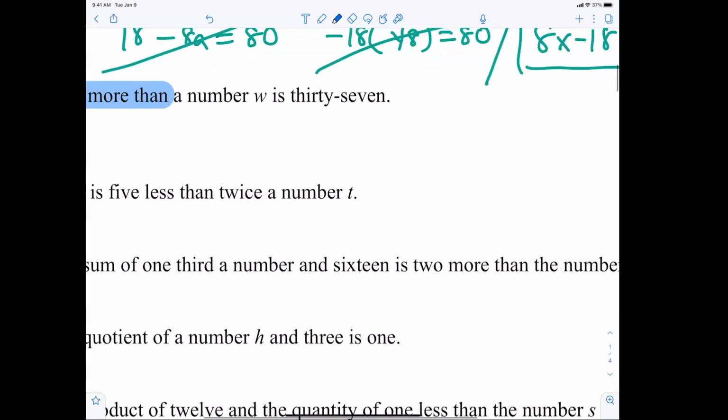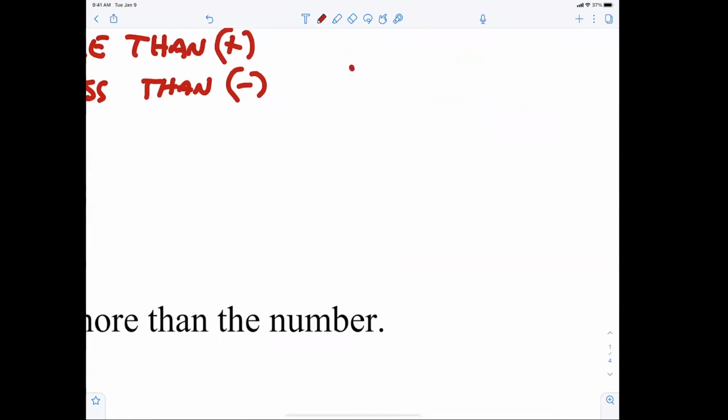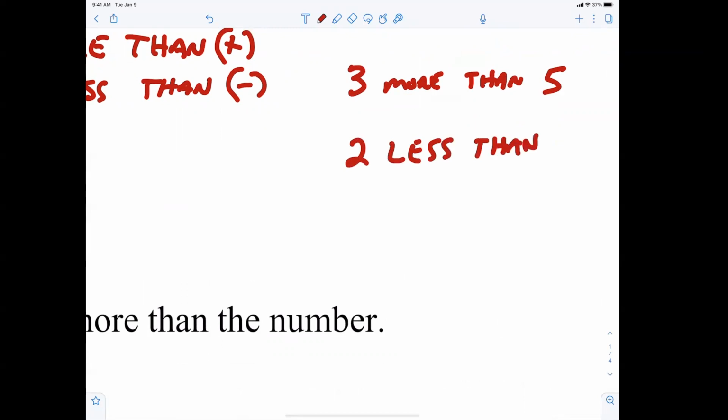Well, look, I want you to write this down. I need you to know this. More than is addition. Less than is subtraction. You have to know that. Now, let me ask you this. Try to write this down for me. What is 3 more than 5? Are you starting at 5 or are you starting at 3? I'm going to write this down on the side. 3 more than 5. Now let me ask you this. Tell me what this answer is. 2 less than 5. What is 2 less than 5?